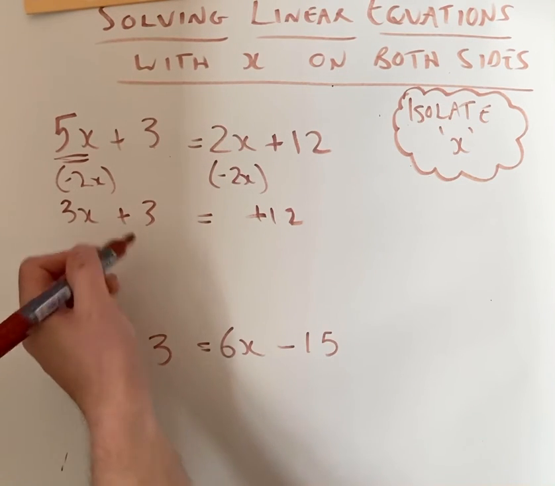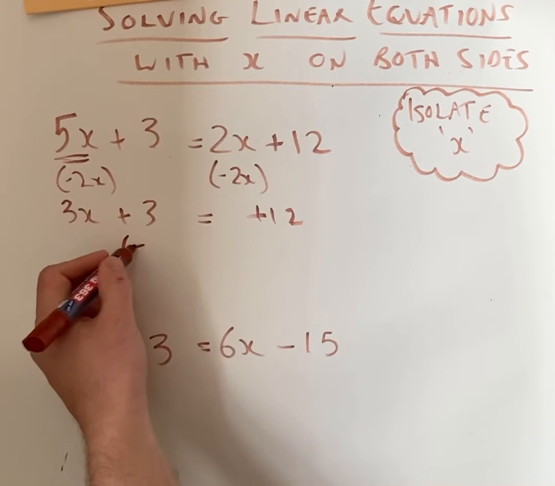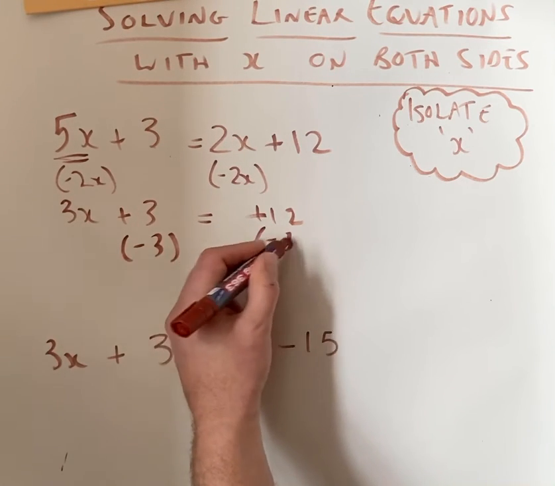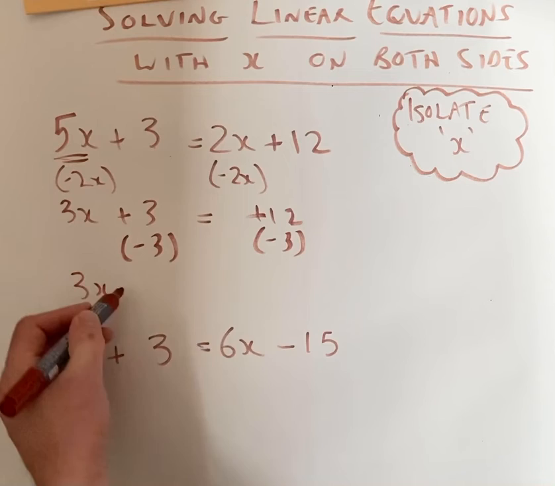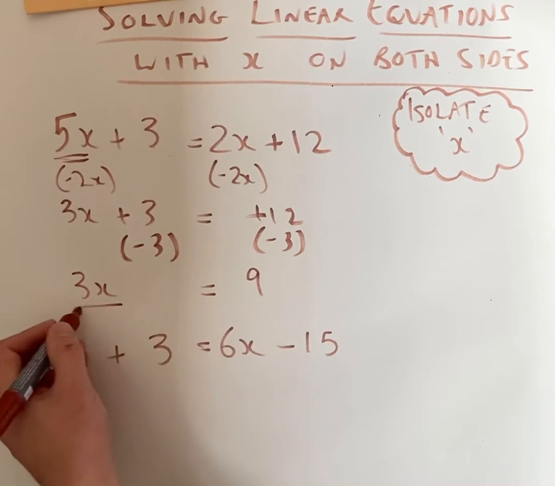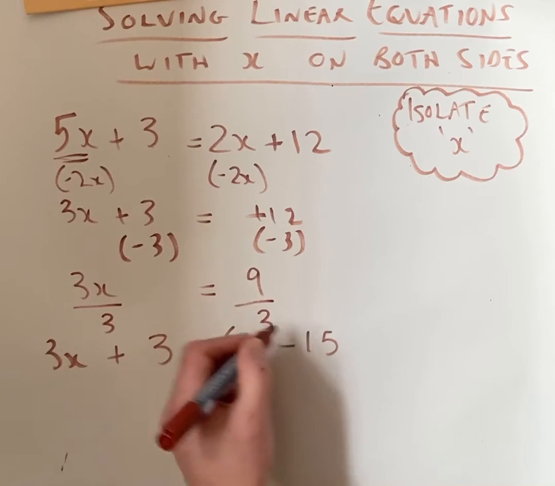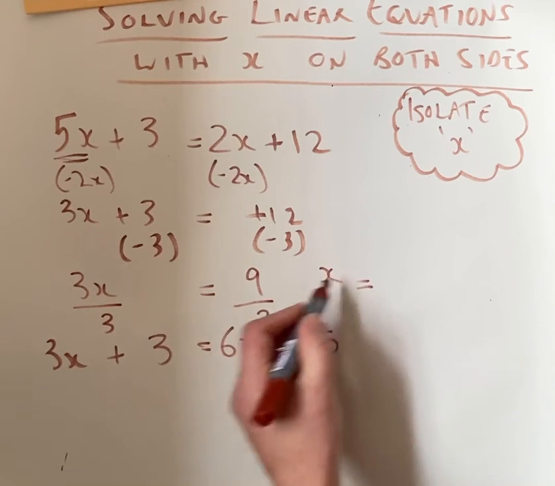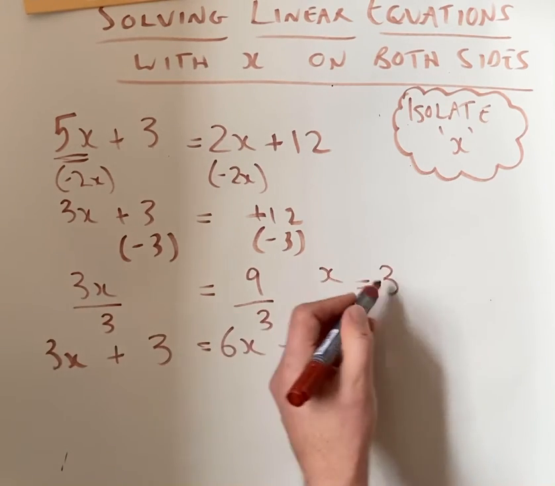The next step is to isolate the x by removing the plus 3, which means I have to subtract 3 from both sides, which gives me 3x equals 9. And then if I divide both sides by 3, what I end up with is 1 lot of x equals 3.